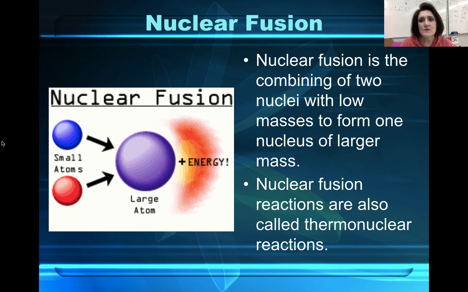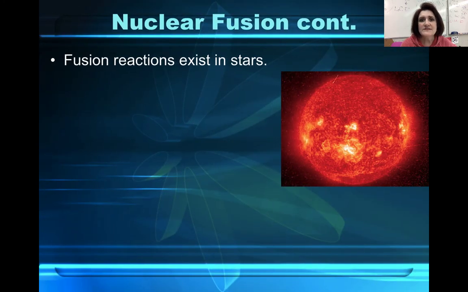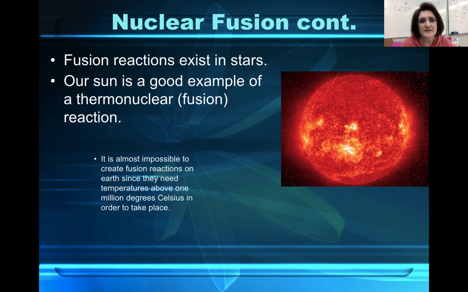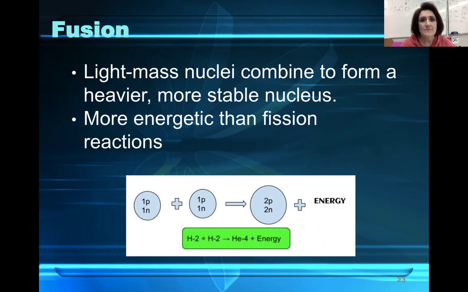Nuclear fission is, of course, the combining of two nuclei with low masses to form one nucleus of larger mass. Nuclear fusion reactions are also called thermonuclear reactions. Fusion reactions exist in stars, and our sun is a perfect example of a fusion reaction. It's almost impossible to create fusion reactions here on Earth since they have to have really high temperatures in order to make the atoms fuse together. Light mass nuclei combine to form heavier, more stable nucleus, more energetic than fission reactions.